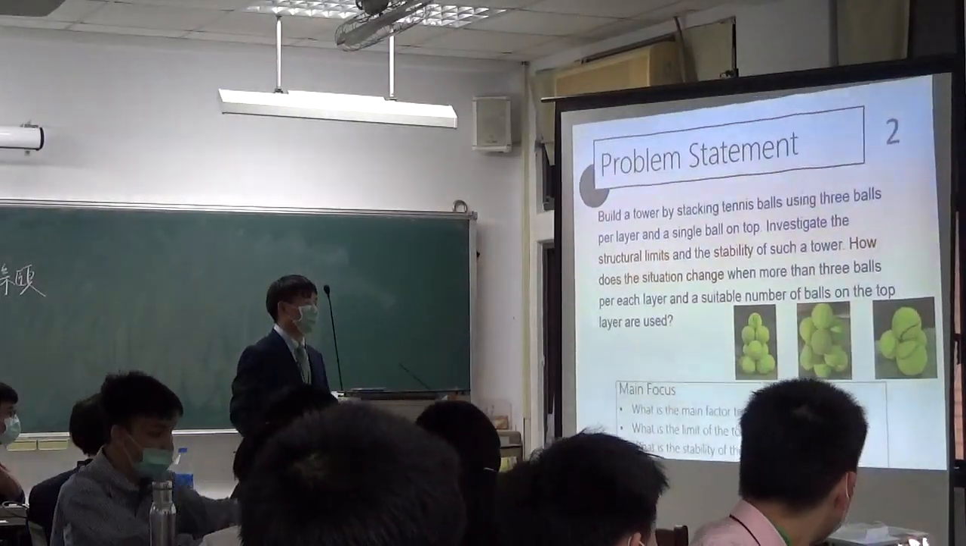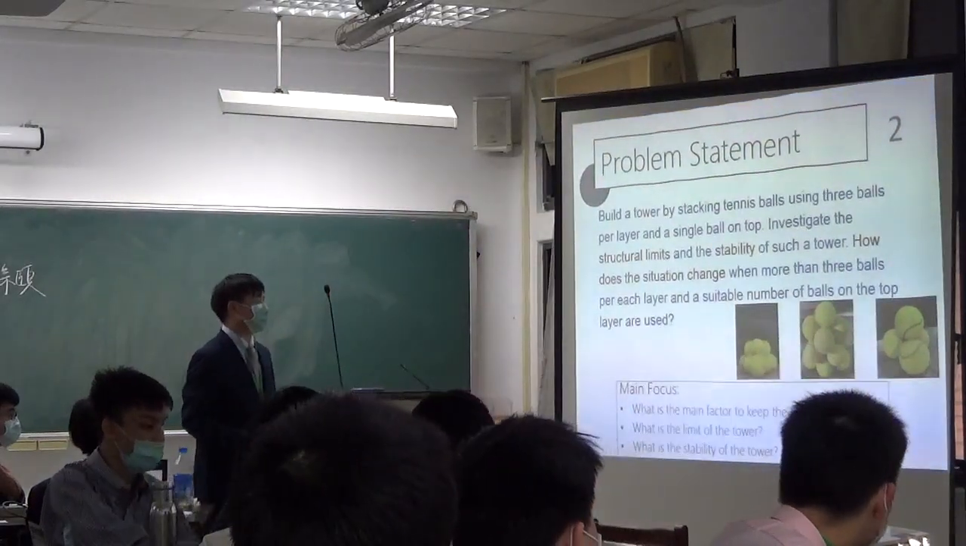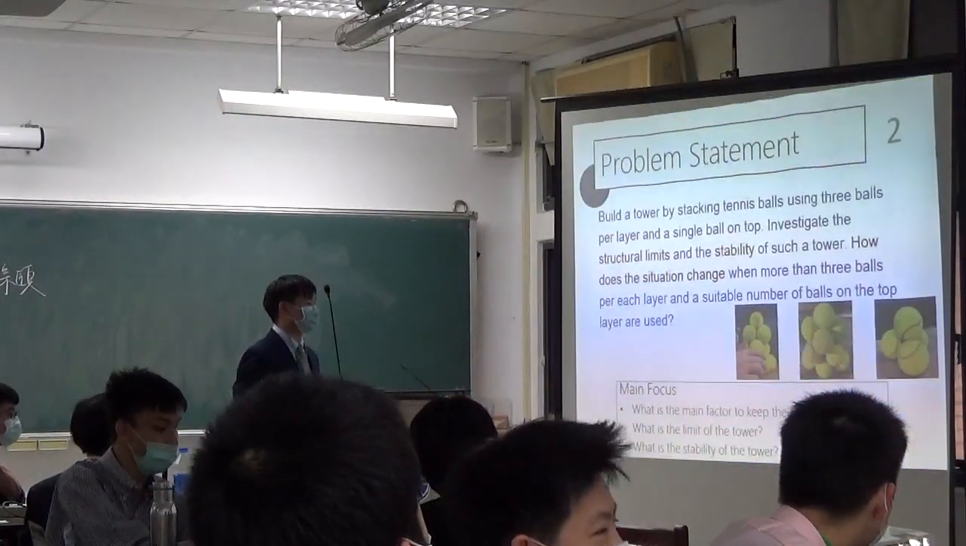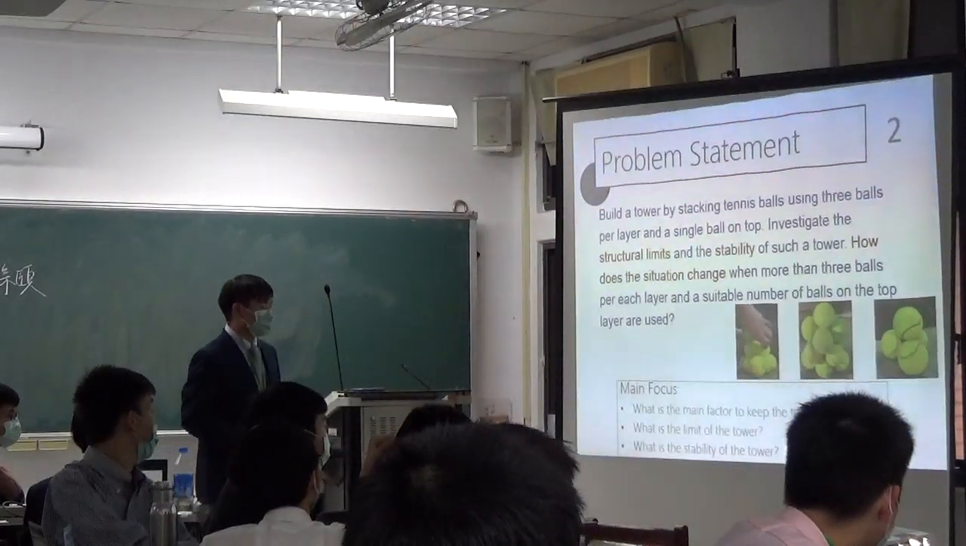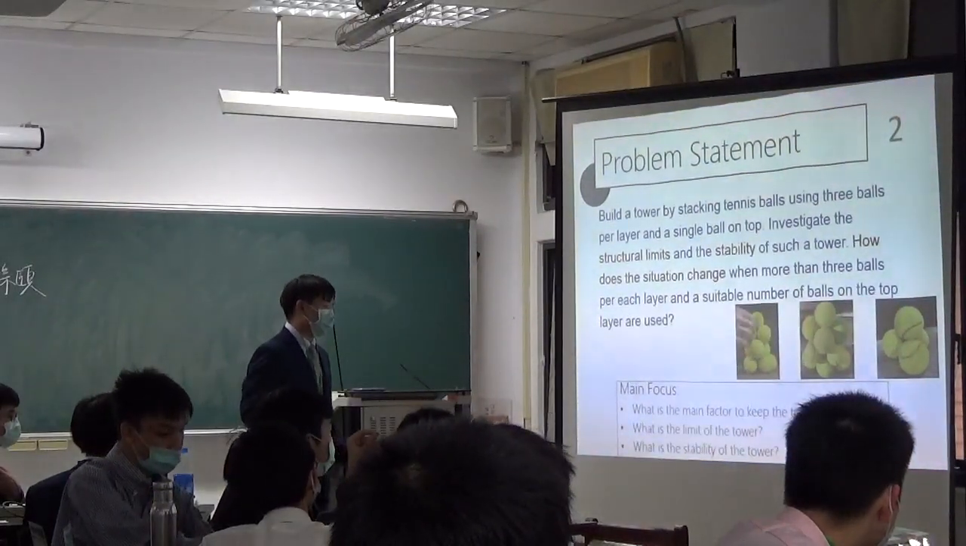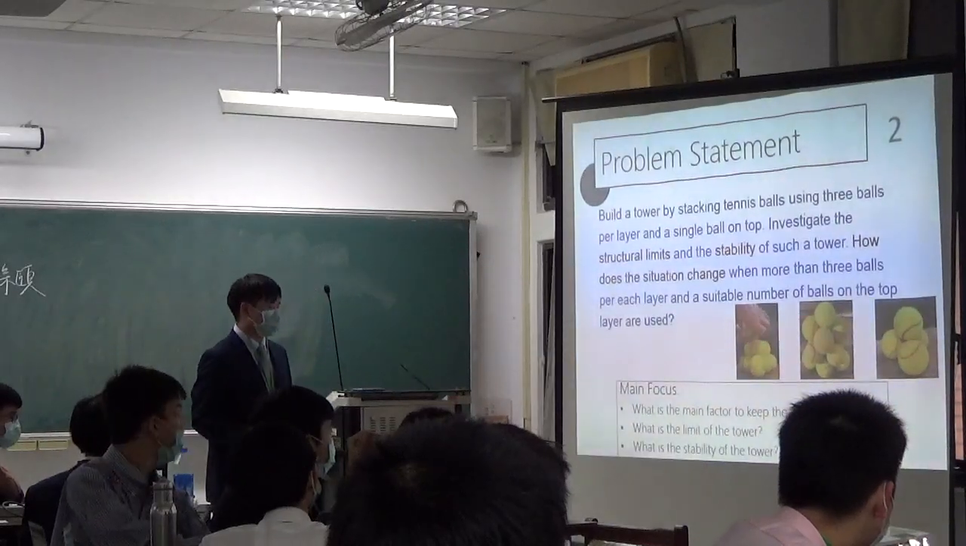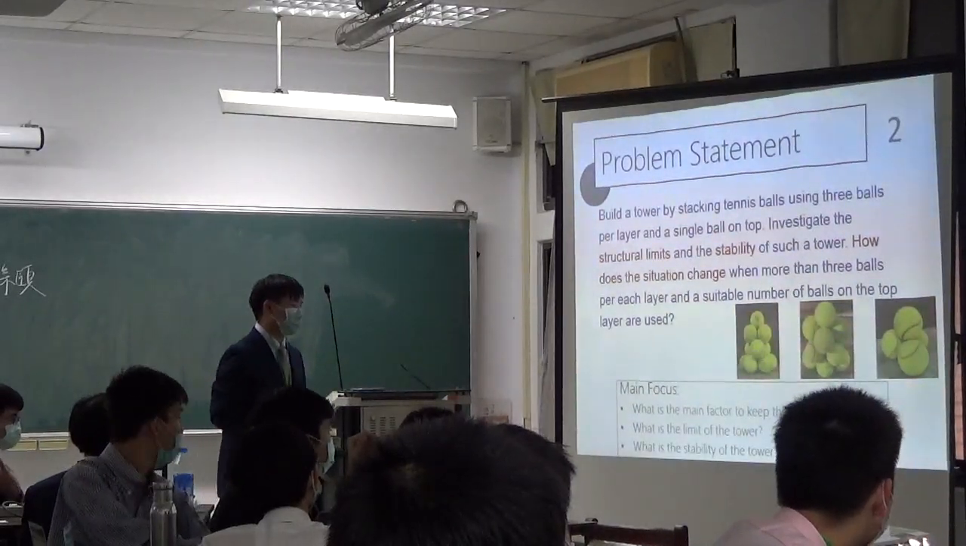How does the situation change when more than 3 balls per each layer and a suitable number of balls on the top layer are used? And this is my main box. What is the main factor to keep the tower stable? And the next is what is the limit of the tower? The third is what is the stability of the tower?